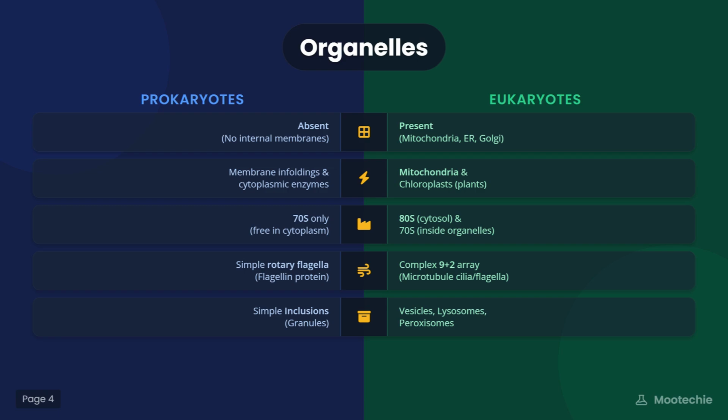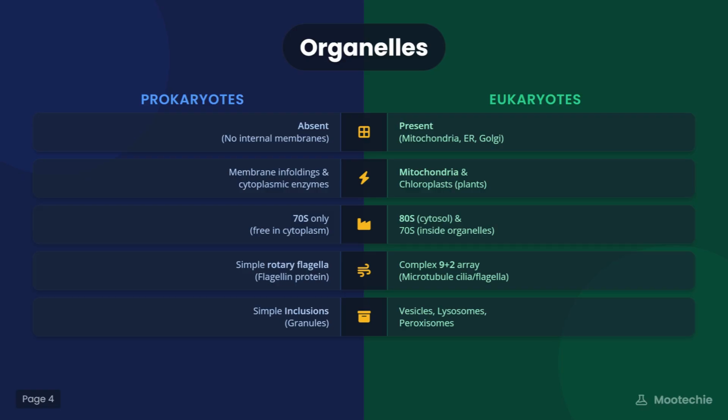Now, let's explore the world of organelles. This is where the internal complexity becomes very clear. For prokaryotes, membrane-bound organelles like mitochondria are absent. Any metabolic processes happen via membrane enfoldings or enzymes in the cytoplasm. They only have 70S ribosomes. For movement, they use a simple rotary flagellum made of a protein called flagellin. Storage is handled by simple inclusions like granules.